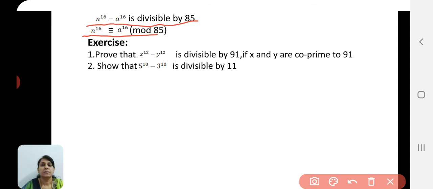I have given some exercises to solve by yourself. The first one: prove that x raised to 12 minus y raised to 12 is divisible by 91 if x and y are co-prime to 91. And the second one: 5 raised to 10 minus 3 raised to 10 is divisible by 11.